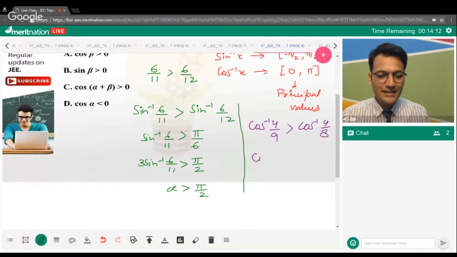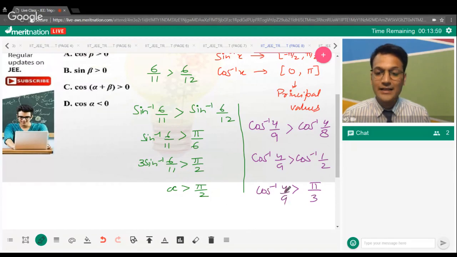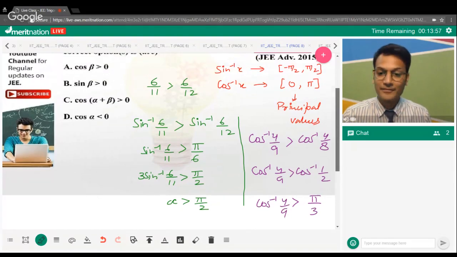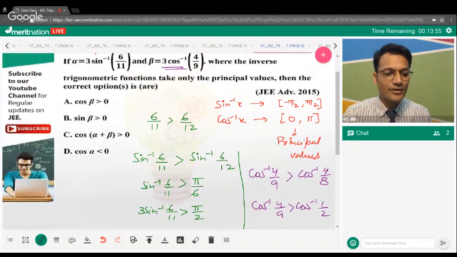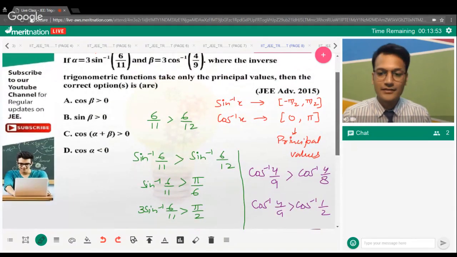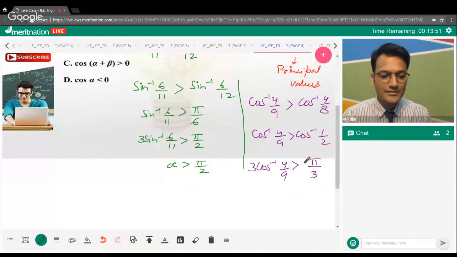So this can be written as is greater than cos inverse 1 by 2. है ना? Cos inverse 1 by 2, which is pi by 3. So you can say cos inverse 4 by 9 will be greater than pi by 3 every time. Okay, Krish? So 3 times cos inverse 4 by 9, which is beta, will be greater than pi.